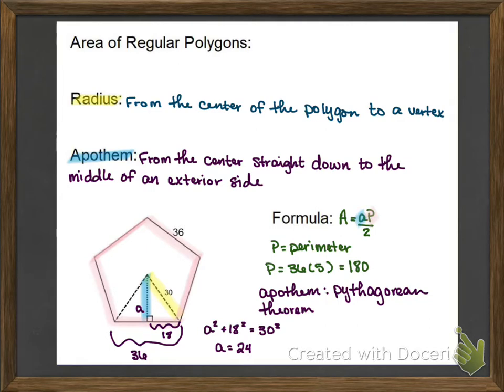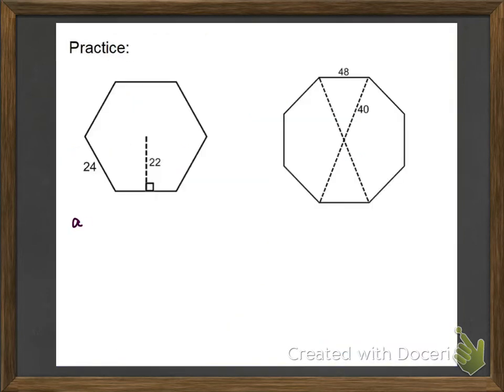So now that we've calculated the perimeter, we found our apothem, we can plug it into our formula and find the area. So area equals 24 times 180 divided by 2. So our area for this one is 2,160. As you can see, we don't have any units on this example, so there's no units in our answer.